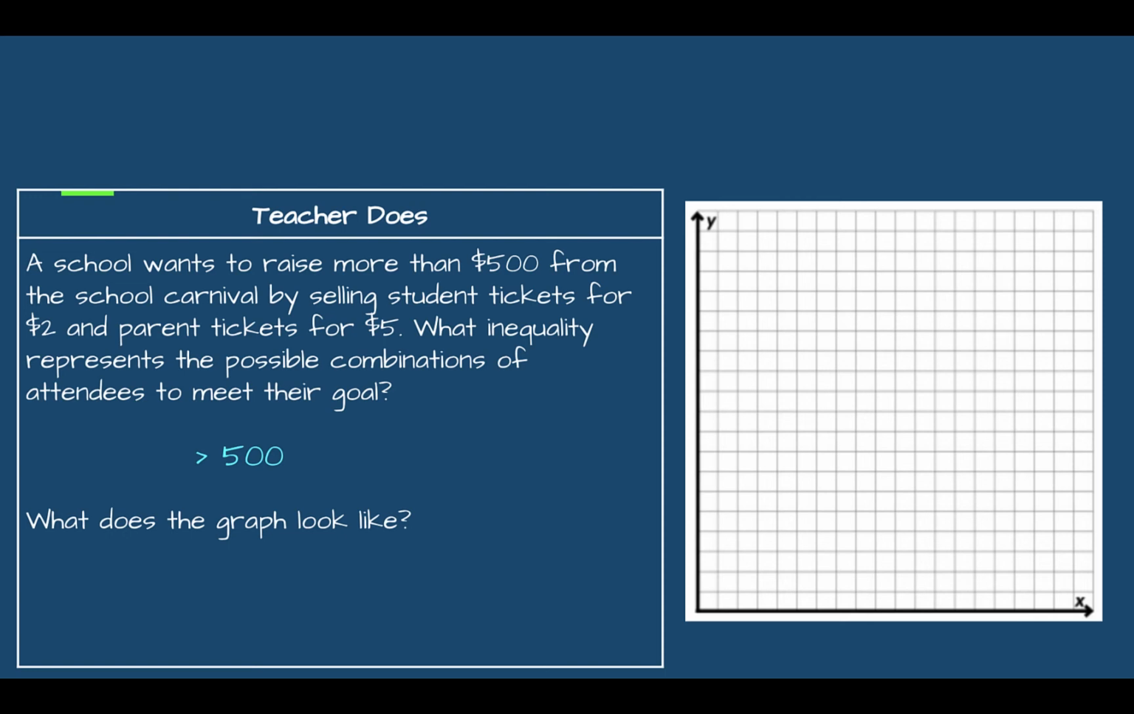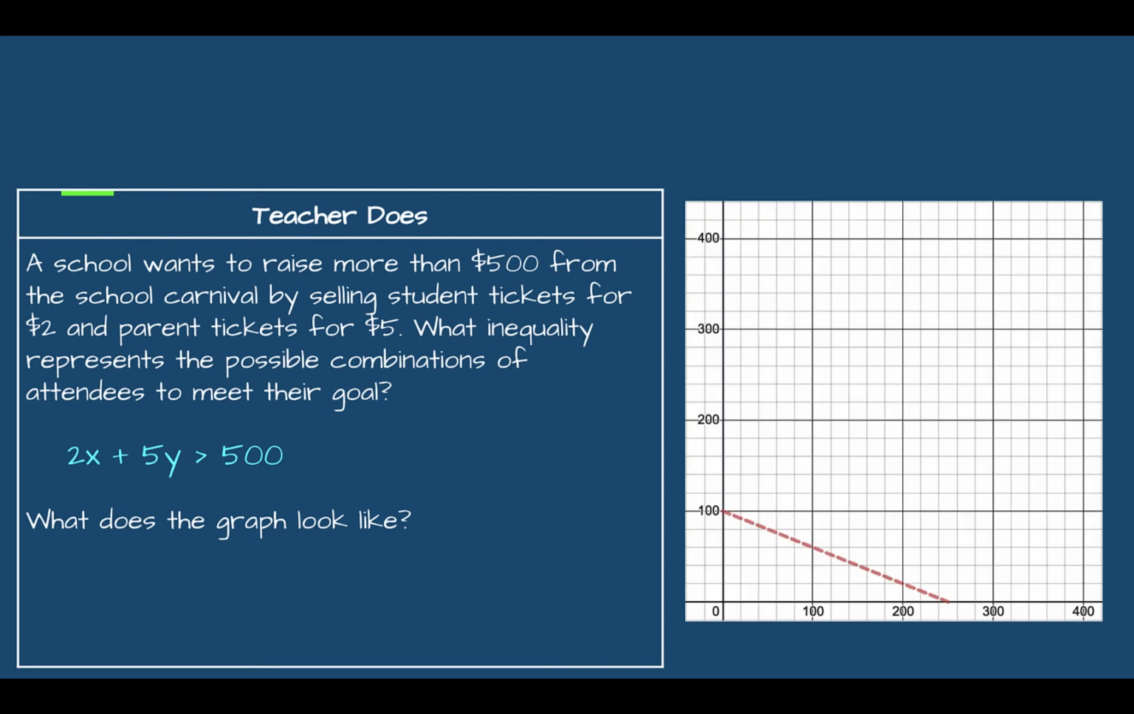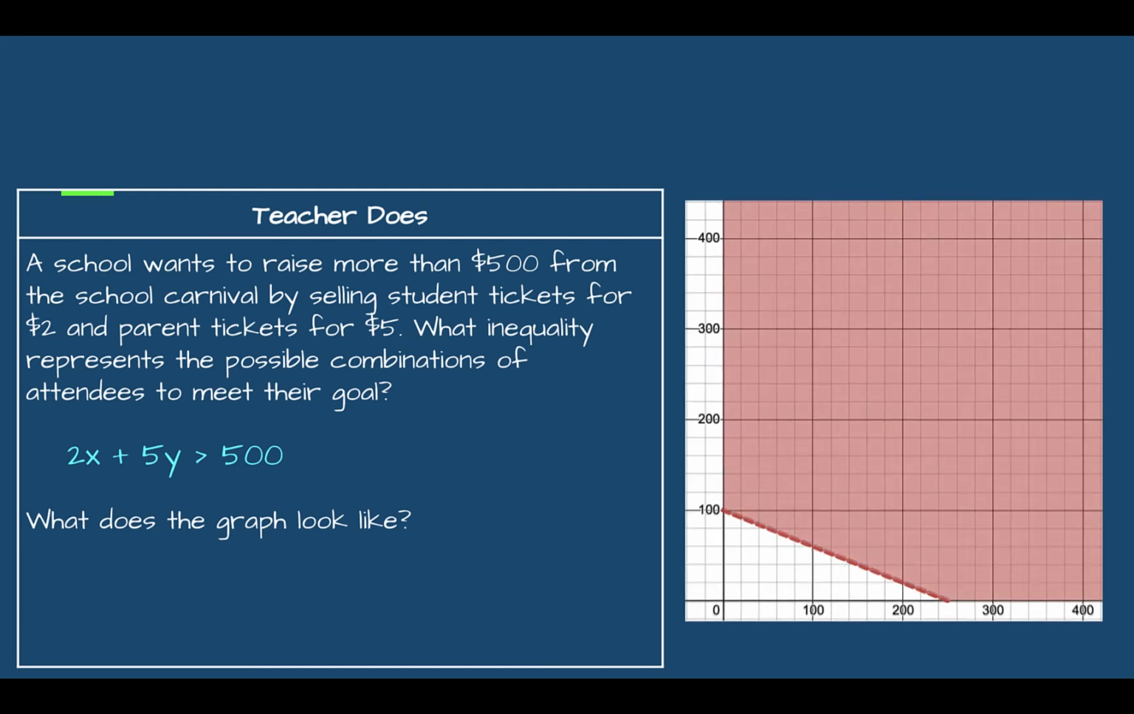So more than 500, how are we going to get that? We're going to get that by selling student tickets x for $2 and parent tickets y for $5. So based on that and the symbol, the line would be dashed, and more is above, so I would shade above. Anything in the shaded region here would work to raise more than $500.